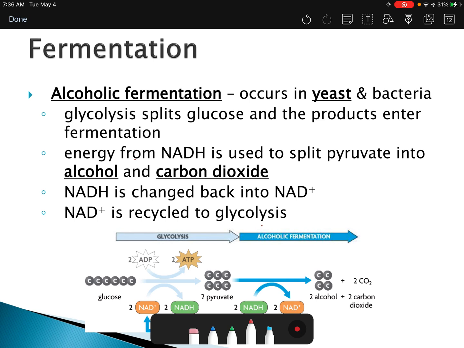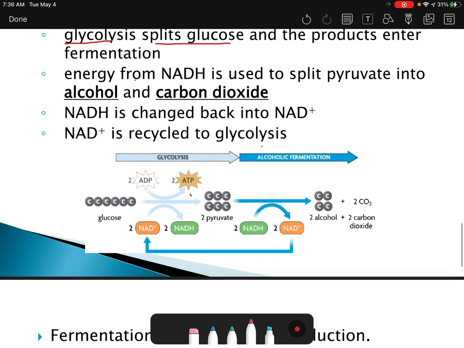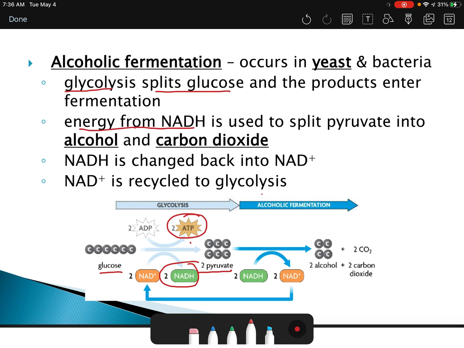The other type of fermentation is alcoholic fermentation. This occurs in both yeast and bacteria. Again, the glycolysis splits the glucose into 2 pyruvate, your 2 ATP net, and then 2 NADH. So we're still doing that step. This time, the energy from NADH splits the pyruvate into alcohol and carbon dioxide. So this time we have 2 different end products here. Once again, that NADH gets changed back into NAD+, and the NAD+ gets recycled back to glycolysis.